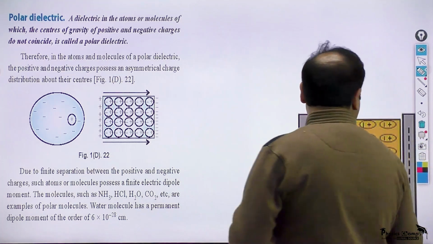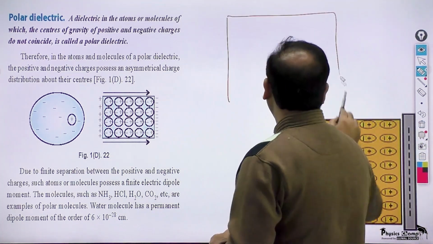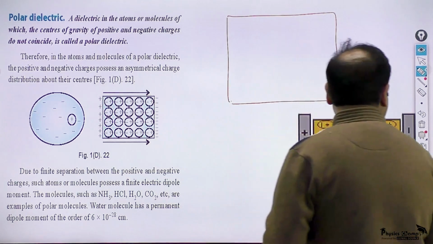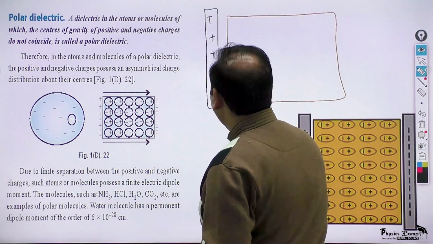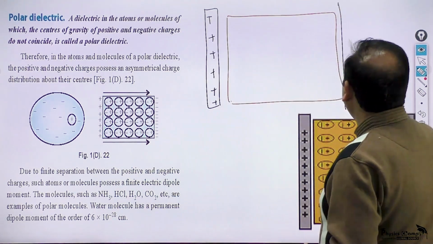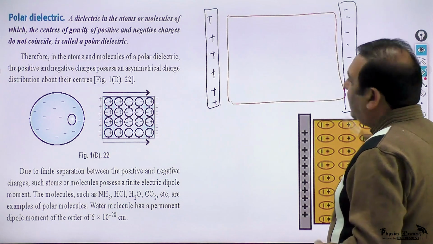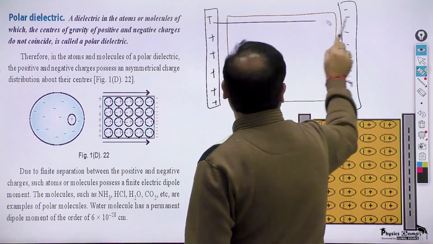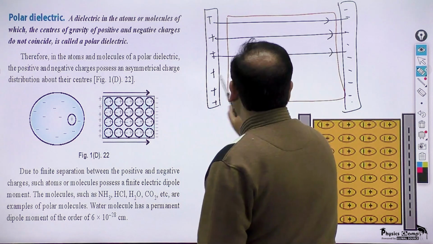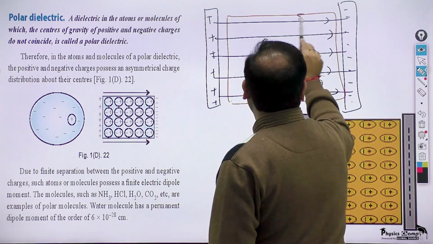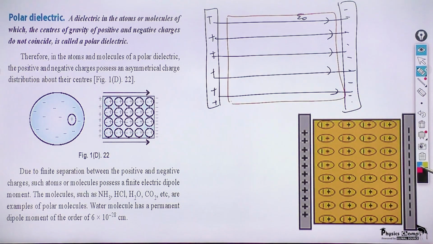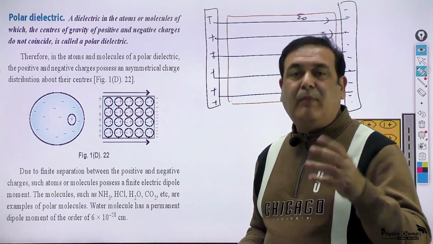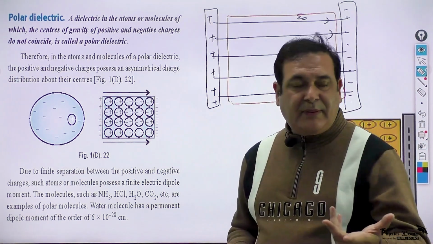I am also looking forward to introduce this concept where you can just take the case that there was a positively charged plate and there was a negatively charged plate, and due to these two plates, there is an external electric field which is existing here, E0. But then you have your polar or non-polar dielectric molecules. What happens? They get polarized.